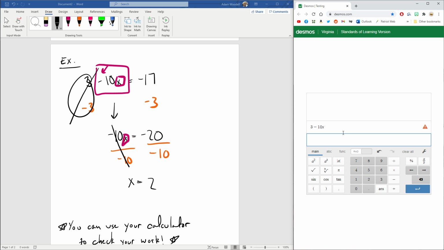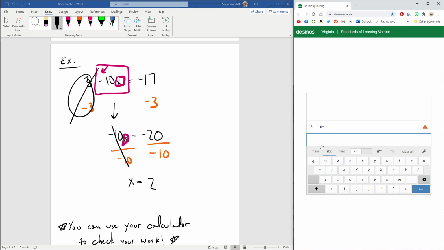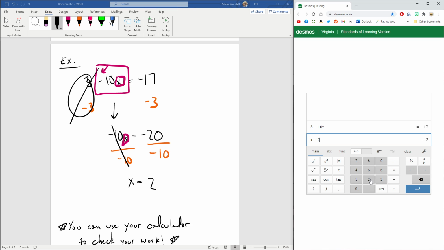I hit my big blue button so I can get a new line. And now I'm going to tell it what x is equal to. X is equal to, I think it's 2. So I'm going to plug in that x is equal to 2, and you'll notice, it gave me negative 17. Didn't I want it to be negative 17 over here? That means I got it right.